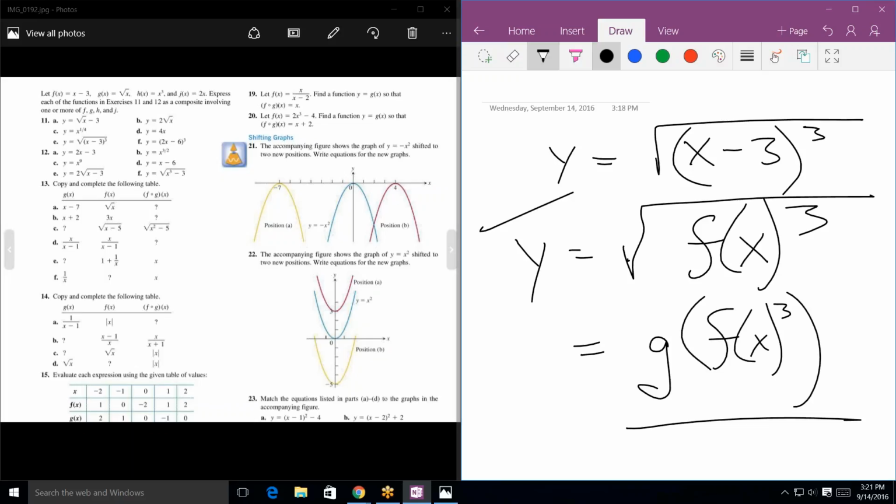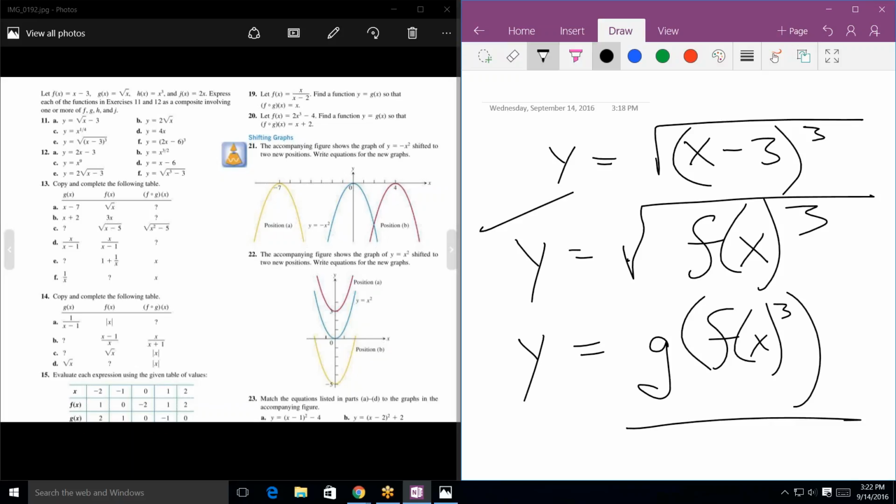Let me make sure I'm in the right section for the answer. Yeah. Let's see, f of x cubed would be x minus 3 cubed, and then g of x would be the square root of that. So I'm pretty sure this is what the answer should be. But some of these, as they get more difficult, it's nice to know that you're doing them correctly. So I'd really kind of like to know what the book says.